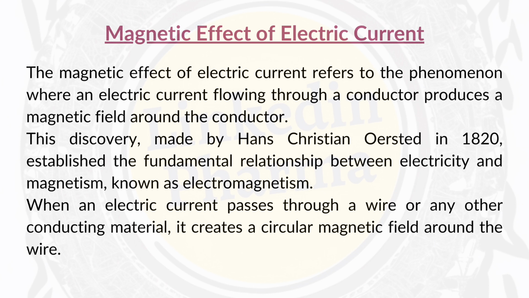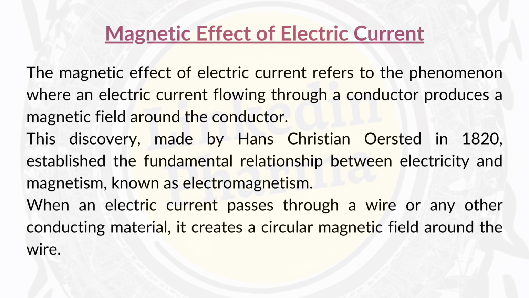Magnetic effect of electric current. The magnetic effect of electric current refers to the phenomenon where an electric current flowing through a conductor produces a magnetic field around the conductor. This discovery, made by Hans Christian Ørsted in 1820, established the fundamental relationship between electricity and magnetism, known as electromagnetism.